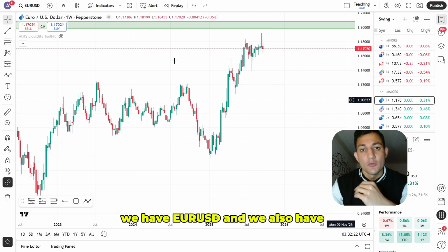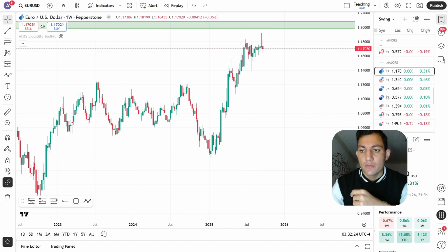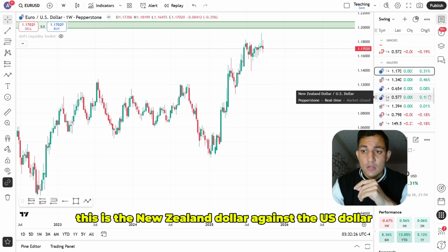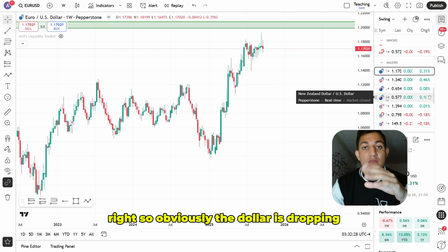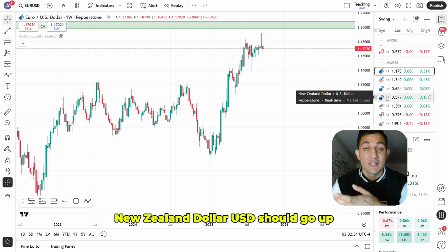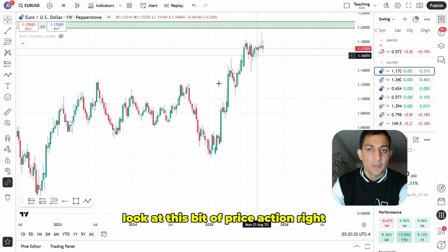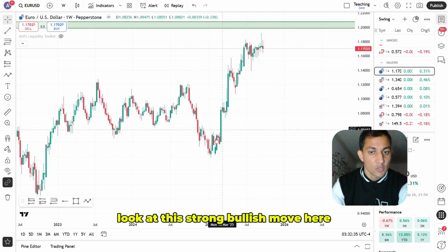So, for example, we have Euro Dollar, and we also have, let's get this up, the New Zealand dollar against the US dollar, right? So obviously, if the dollar's dropping, New Zealand dollar USD should go up. Look at this bit of price action, right? Just study this bit of price action here. Look at this strong bullish move here.